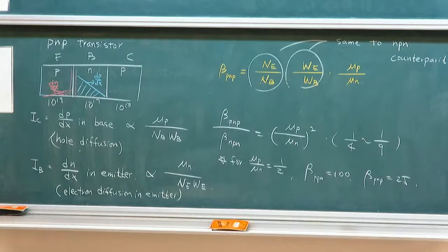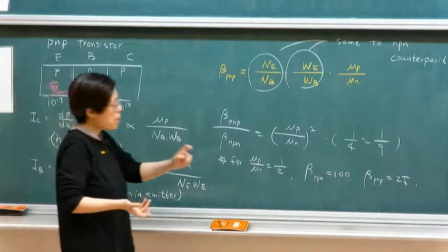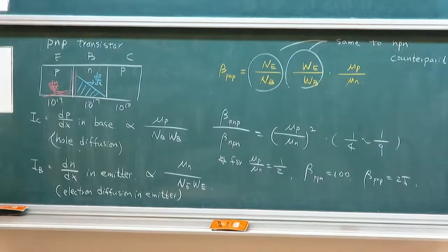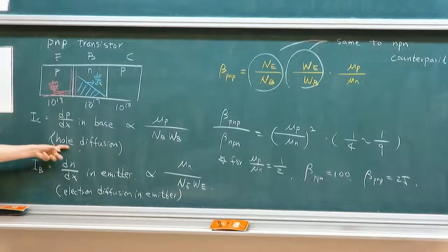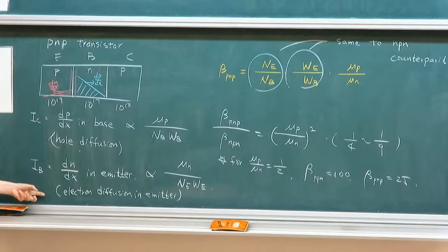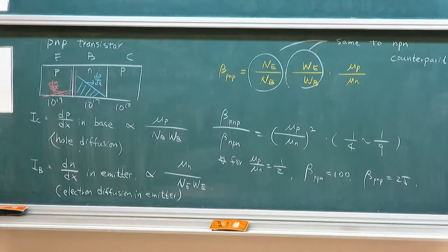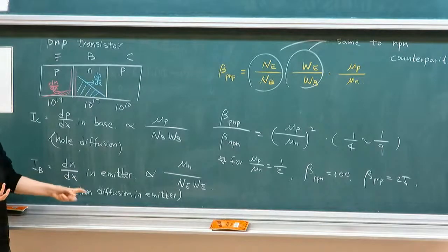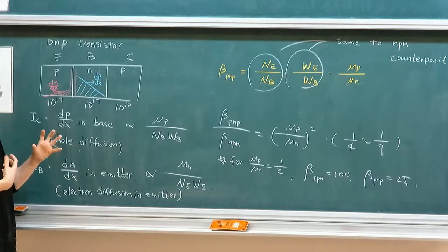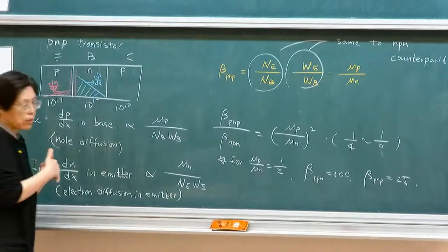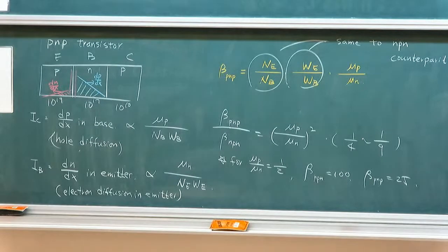The same structure, the same technology, same doping, nothing changed, but simply because the type of carrier changes: my main conducting current carrier is hole. The price I'm paying is that electron moves faster, therefore it leads to a discrepancy. Twice penalty on the ratio between base current and collector current. Therefore, you will have much less current gain in a PNP transistor. Okay?